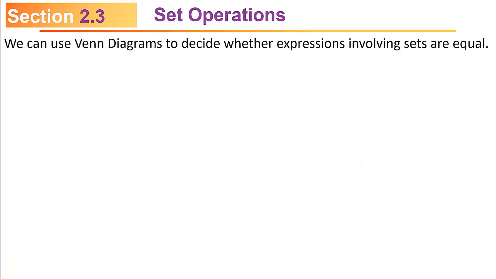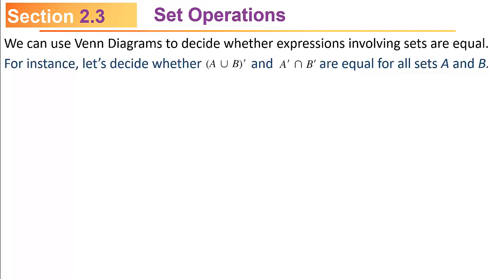Venn diagrams, as I've said before, are useful, and one thing you can use them for is to decide whether certain expressions involving sets are equal to each other. For instance, let's decide whether this expression, the union of A, B, complement, in other words, the complement of the union of A and B, is the same as the intersection of the complement of A with the complement of B. And Venn diagrams are perfect for doing that.